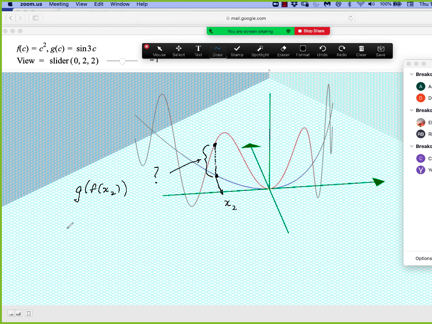G of x sub 2 squared. The rest of you agree? Does it work? Okay. What else?